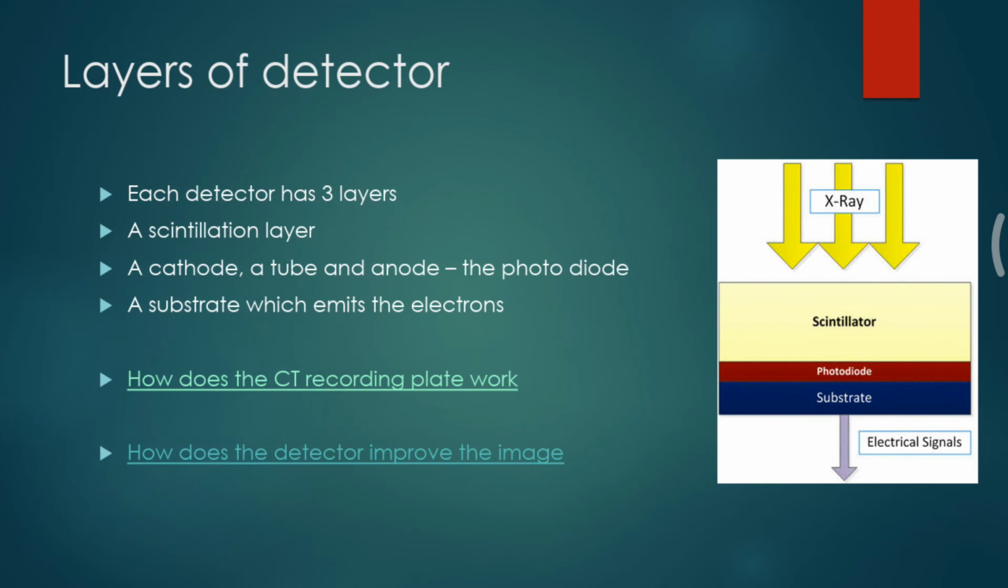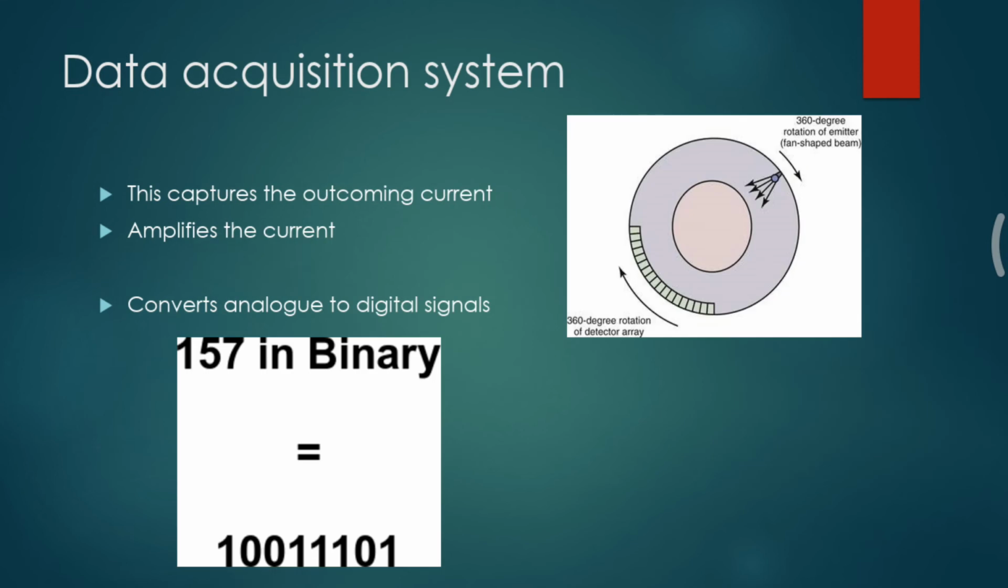We saw how these layers convert the X-ray into electrical signals, and these electrical signals are sent to the detection system. Data acquisition system. So next we look into what's a data acquisition system.